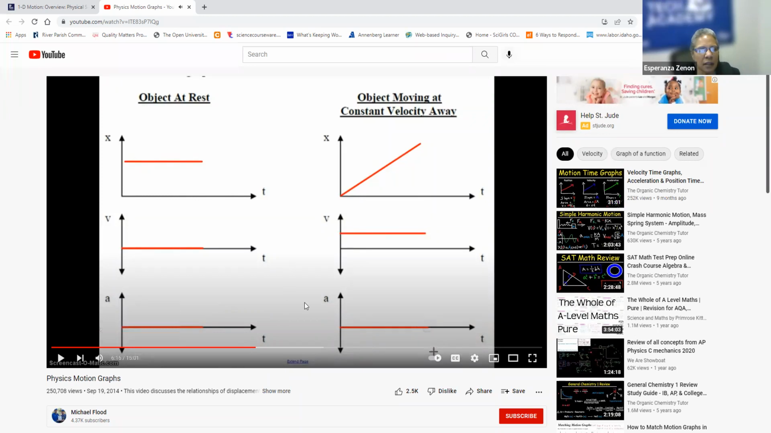All right, so let's look at this second set of graphs, right? Notice in every case, we're looking at position versus time in the first graph, velocity versus time in the second graph, acceleration versus time in the third graph. Okay, and so in the second set of graphs, notice that our velocity is not 0, but it's constant.